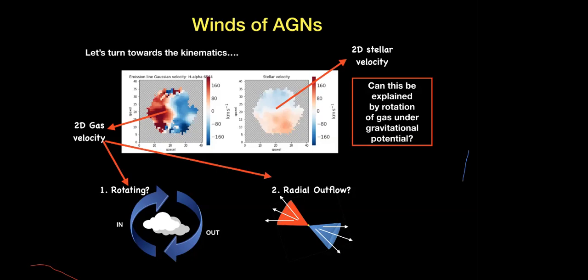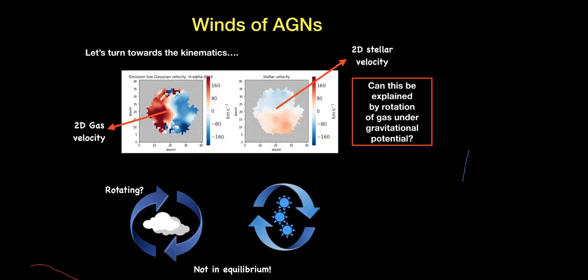But to prove that, we first have to disprove this one. So let's first talk about the rotation hypothesis. Are the gas clouds rotating? Let's first assume that these are indeed rotating. So if they are rotating, matching with this figure, they will have to rotate in this direction.